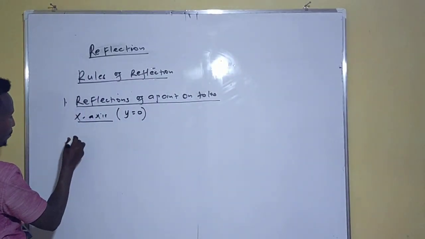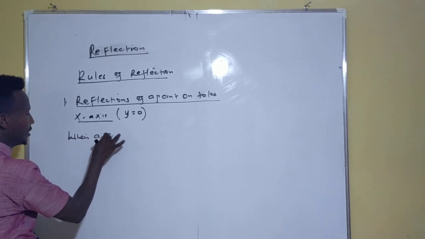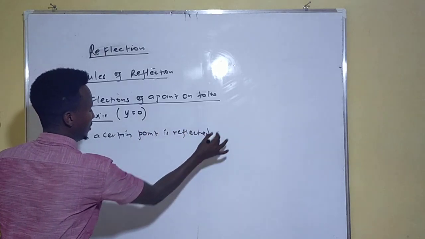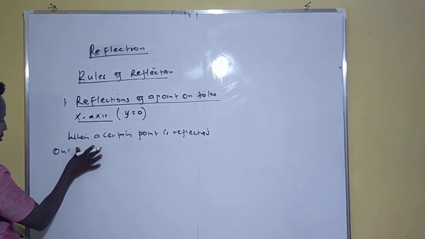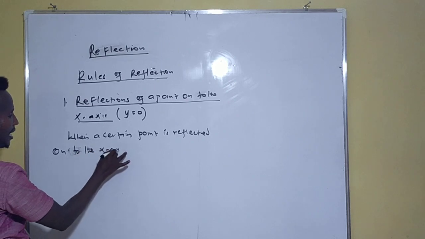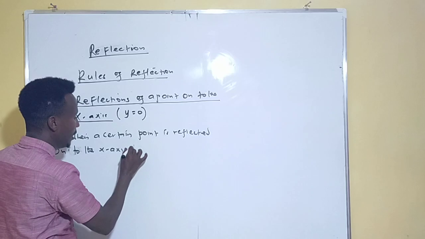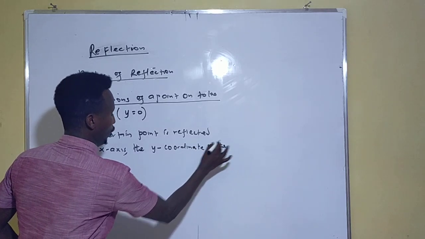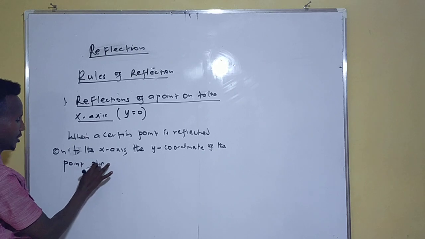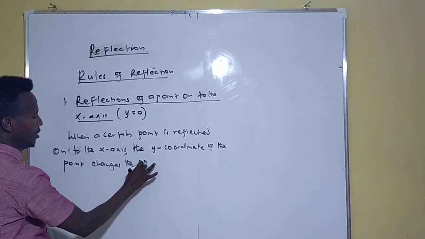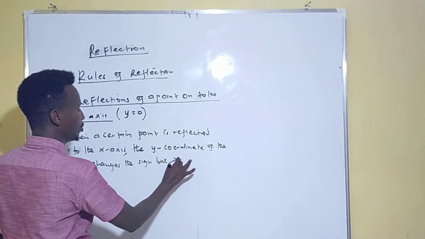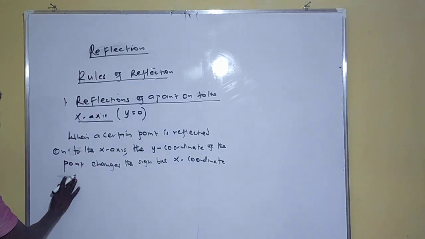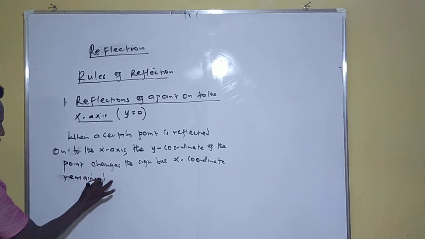Let's try that. Rule number 1 is this one. When a certain point is reflected onto the x-axis, the y-coordinate of the point changes the sign, but the x-coordinate remains the same.